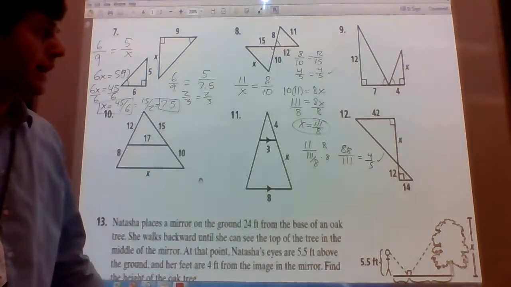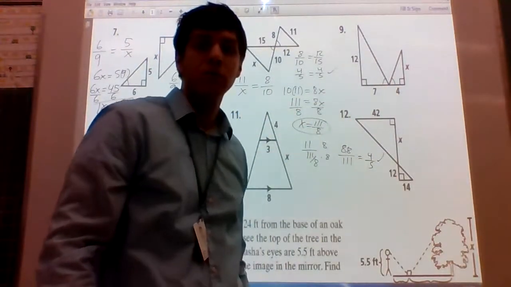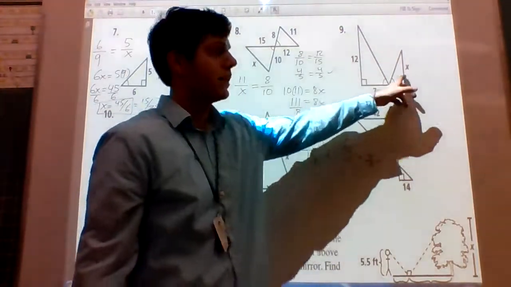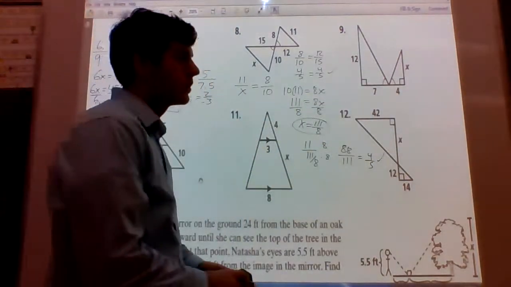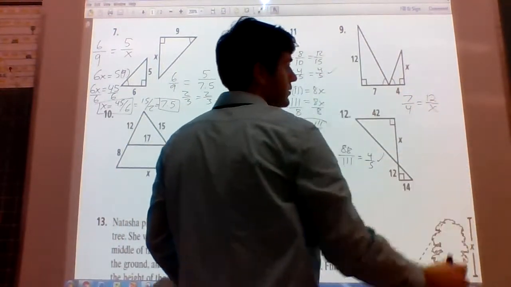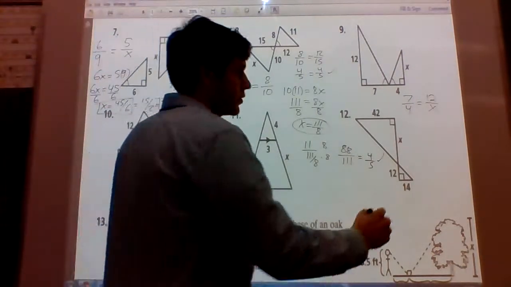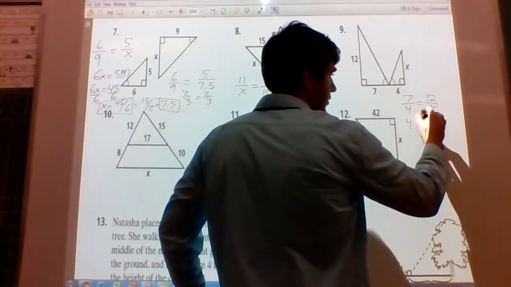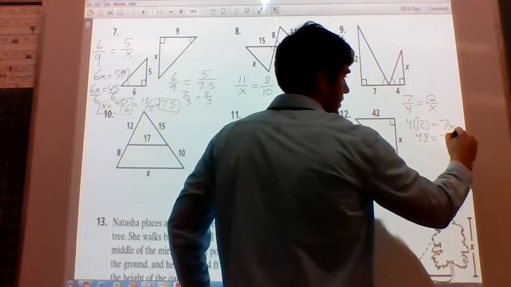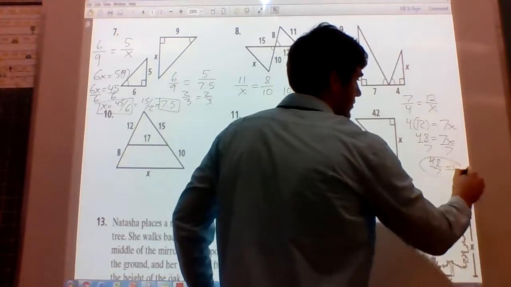Okay. Number 9, 2 pairs of angles are congruent. Therefore, by the angle-angle similarity criterion, the triangles are similar. Since the triangles are similar, the sides are proportional. So 7 is to 4, as 12 is to x. Cross multiply, 4 times 12, which is 48. 7x, divide by 7. 48 over 7 equals x.